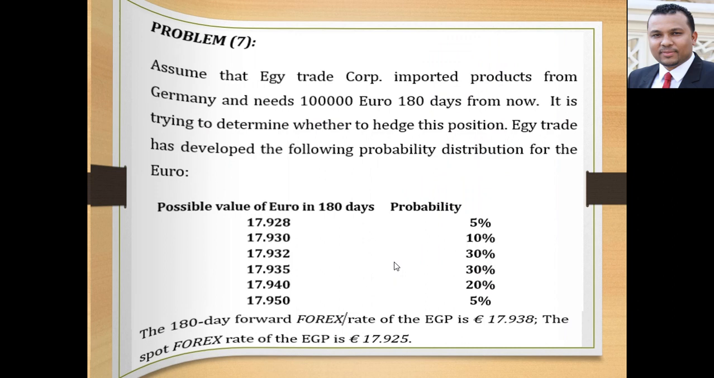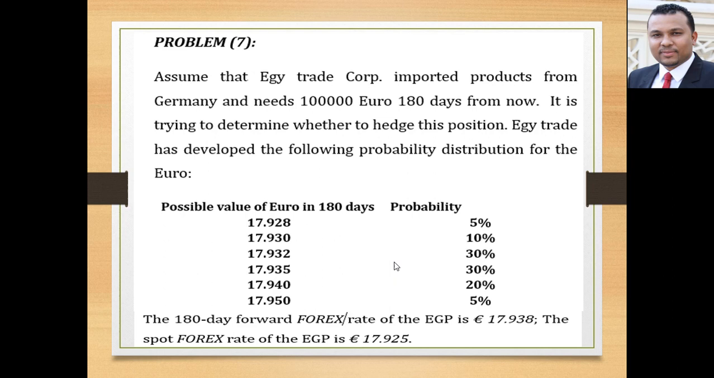But in case of problem 7, in our textbook, on page 104, now we talk about expectations for the value between two currencies. Assume the AG Trade Corporation imported products from Germany and needs 100,000 euros due 180 days from now. It is trying to determine whether to hedge this position. You want to hedge or not? What about expectation about hedging? Possible value, this is the first column. Possible value of euro in 180 days.